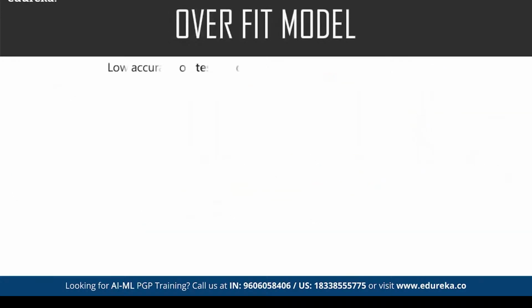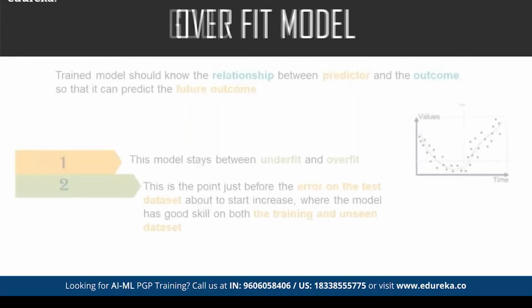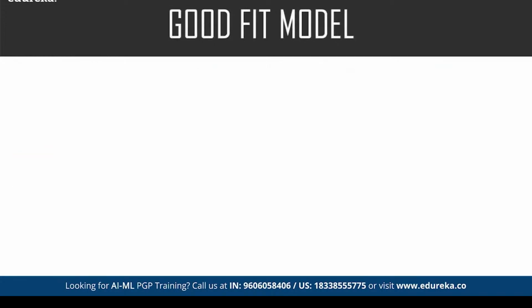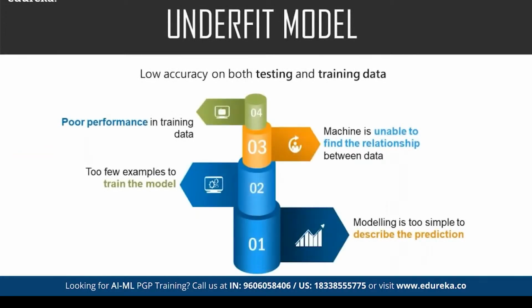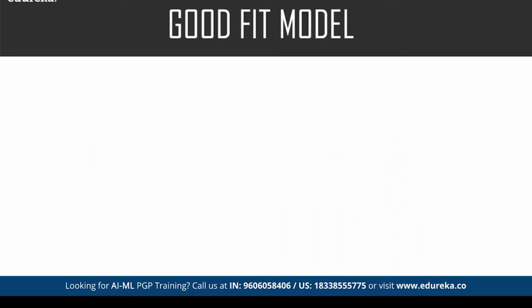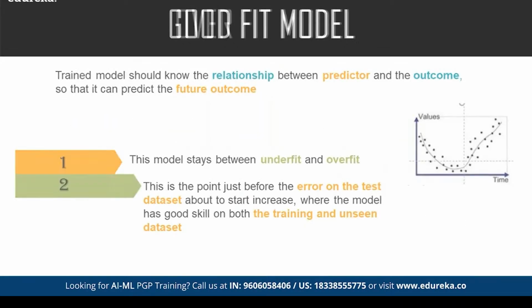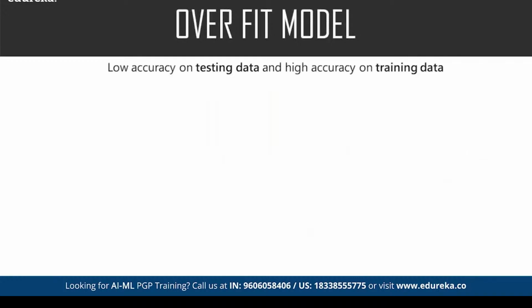Moving ahead, the overfit model. It yields low accuracy, the same as the other model we saw before the good fit model, which is the underfit model. Why is it overfit? Because we train on the training data so much that it yields higher accuracy on the training data, whereas when we test it on new data, which we call testing data, we usually get lower accuracy.